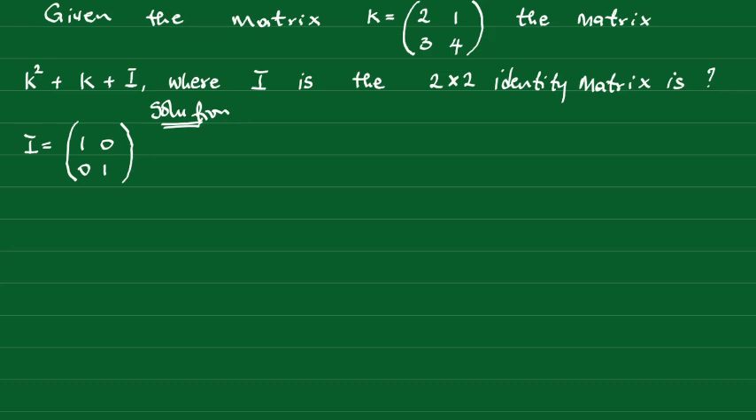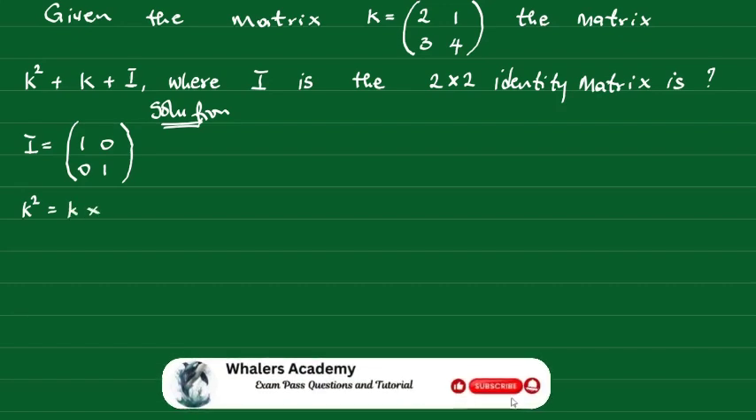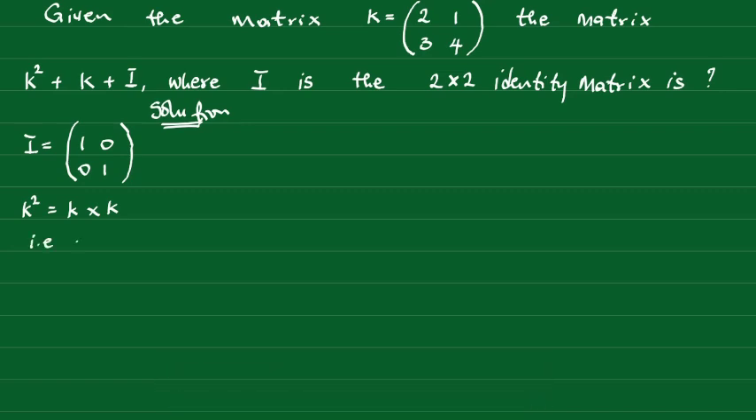Now we proceed further to look for a value for K squared. K squared is the same thing as K times K. That is equal to [2, 1; 3, 4] times [2, 1; 3, 4]. Now we proceed to multiply K times K.